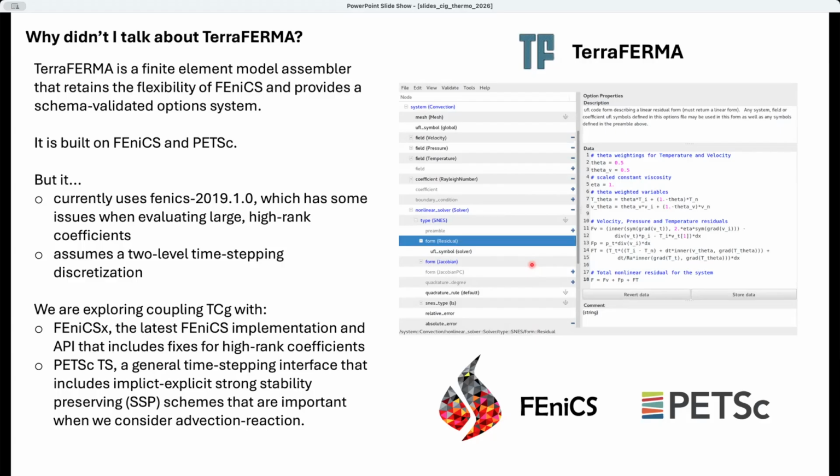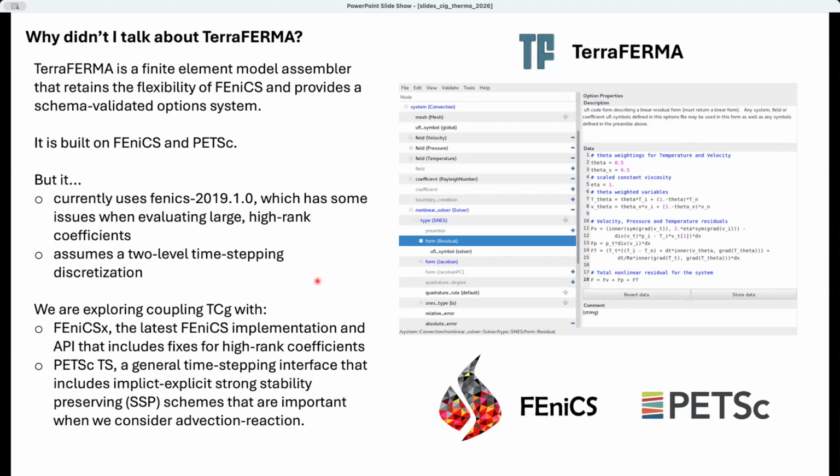which has some issues evaluating large high-rank coefficients. And our thermodynamic coefficients in our geodynamic model here involve derivatives with respect to every component of every phase. So they're high-rank coefficients, they're quite large. And so that meant that these sorts of problems weren't tractable with that version of FEniCS. Terra Firma also assumes a two-level time-stepping discretization, which isn't always appropriate for these reactive transport problems where you have very different timescales between the reactions and the transport.